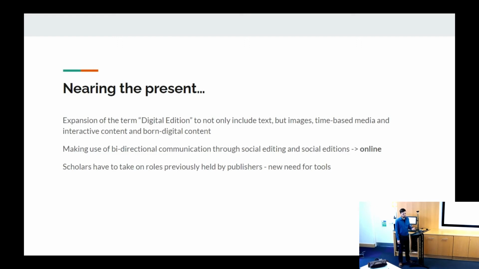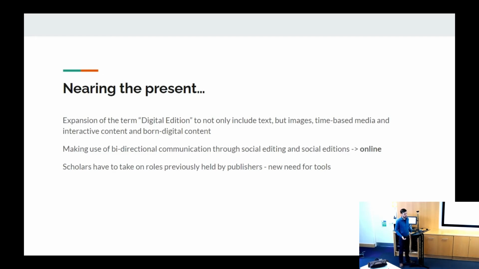So things that aren't a result of digitization, not scans, not transcriptions, but maybe websites, or interactive content, maybe games. Could there be anything edition-like in that? And then, making use of bidirectional communication, something comes along that's called social editing. Ever heard of Letters of 1916, for example? That was a big project out of Maynooth.